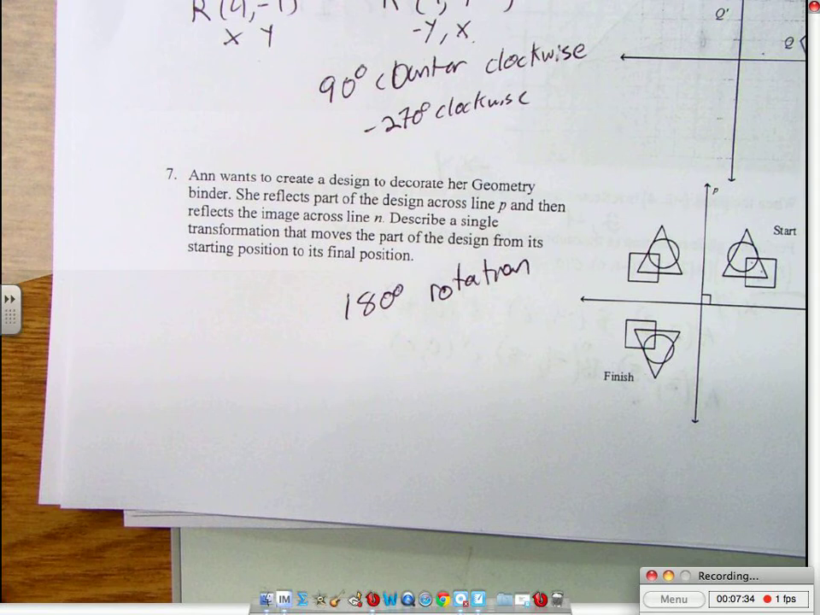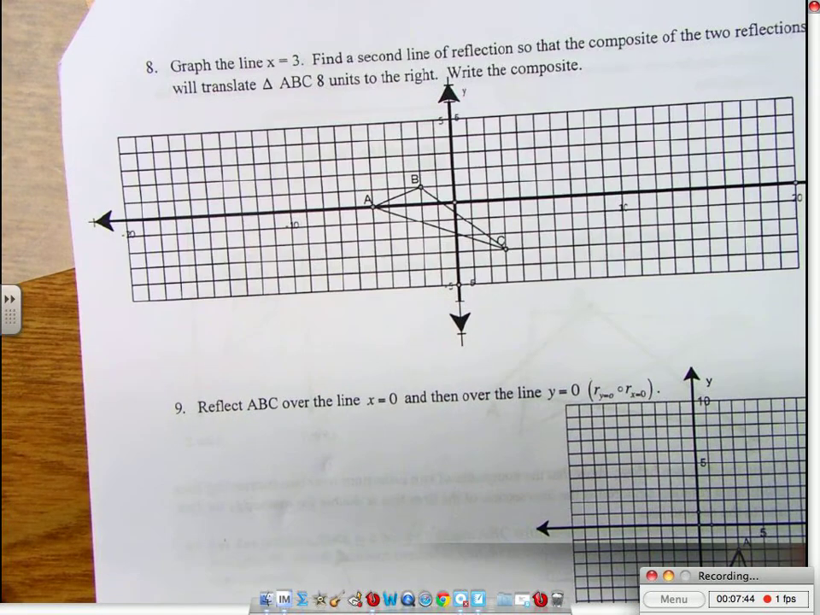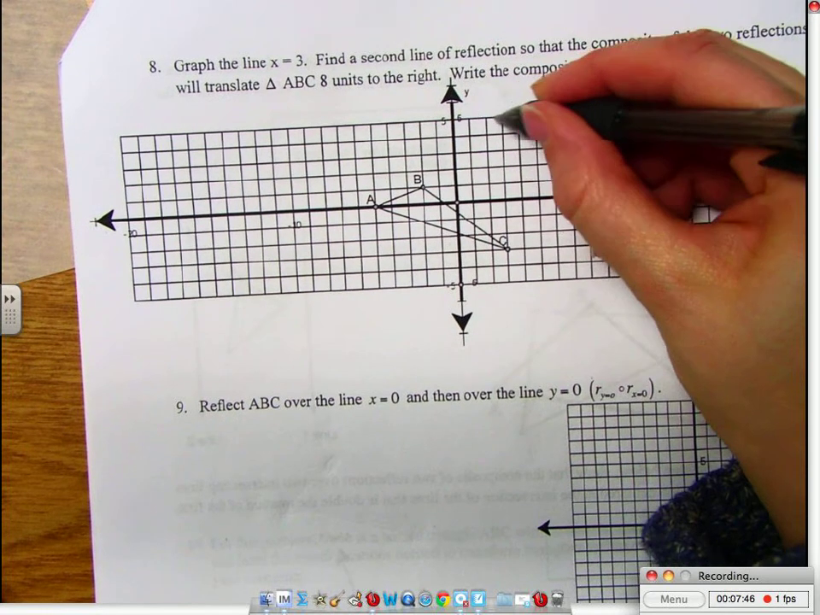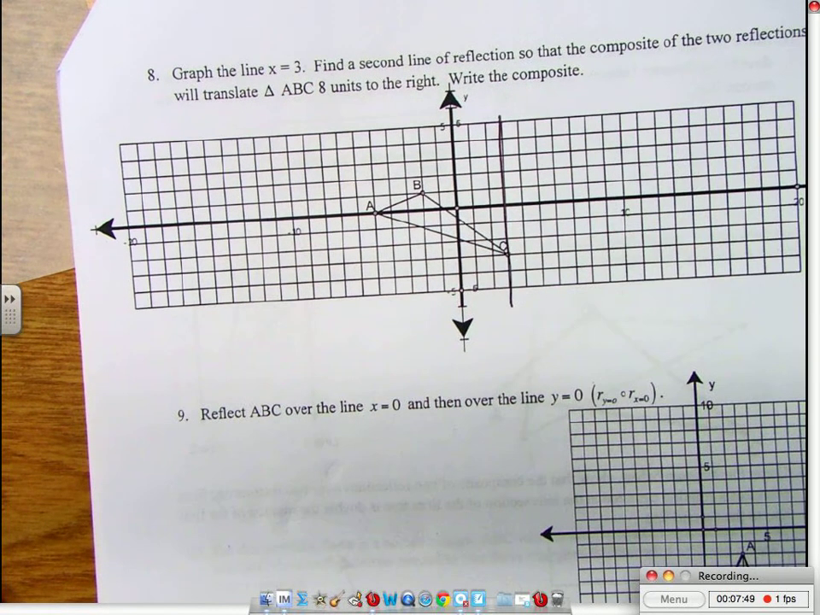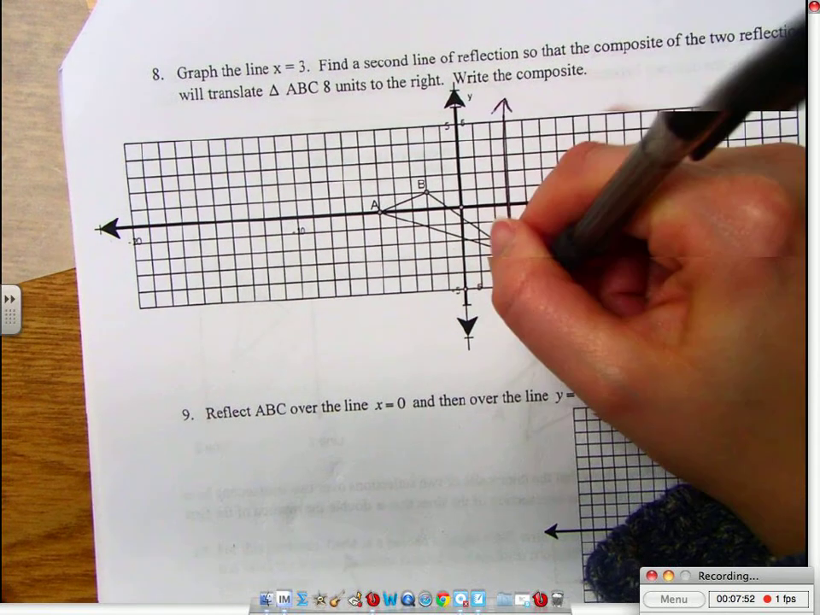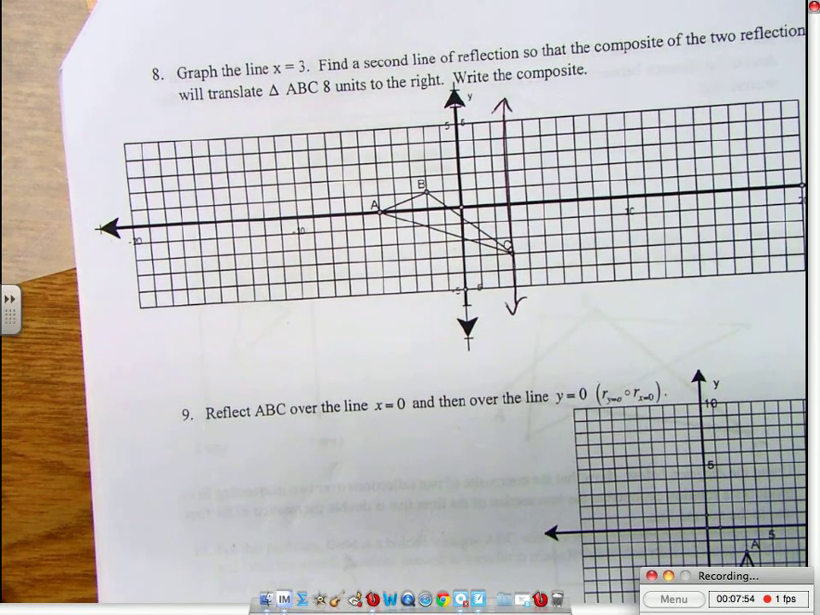Any questions from this page before I move on? Okay. All right. So this says we're going to graph the line x equals 3. We need to find a second line. So when it's reflected over those two lines, it has a translation of 8 units. And then it wants us to write the composite. So we need 2 things to get full credit for this. We need to find out what the line is, the second line, and we need to write the composite.